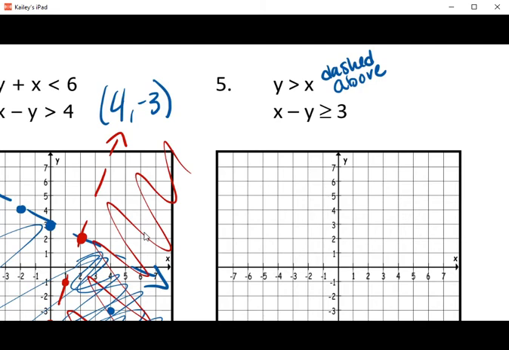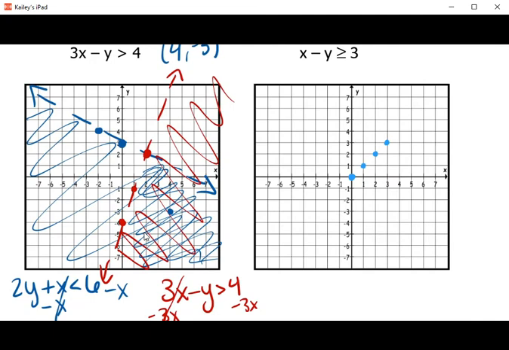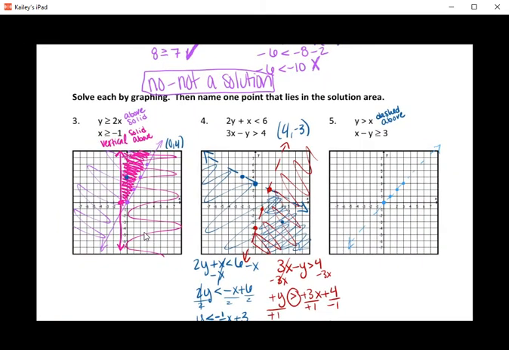All right, it's got a y-intercept of 0 because there's nothing added or subtracted after the x. So y-intercept of 0 and a slope of 1. Just a nice normal line there. So we've got a dashed line, and we're shading above.